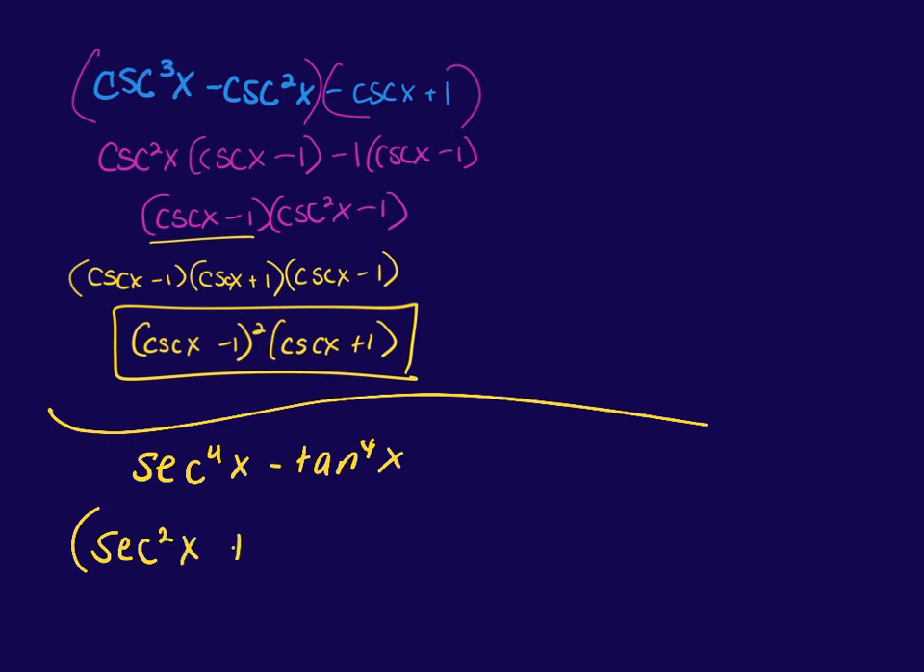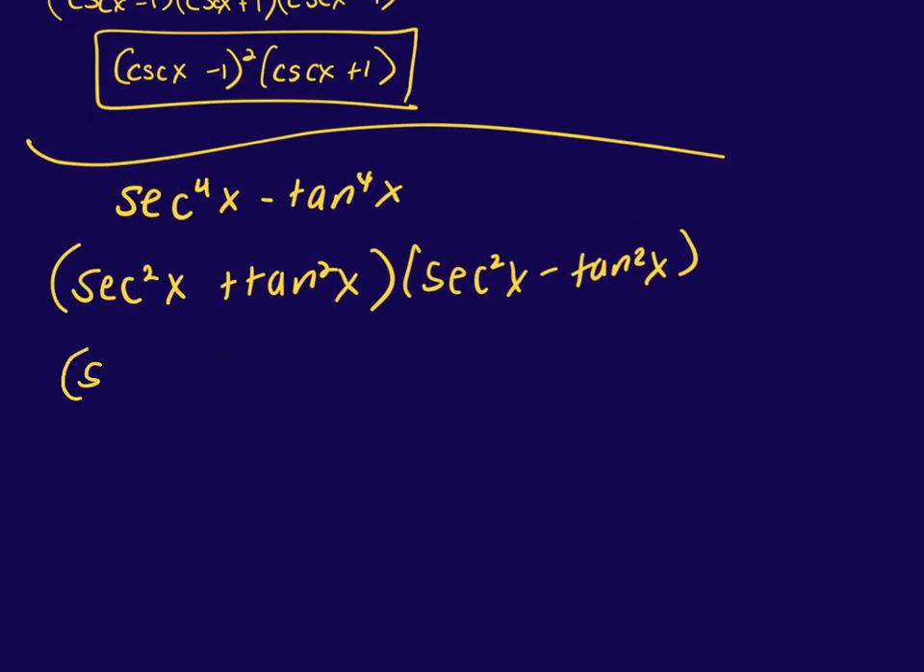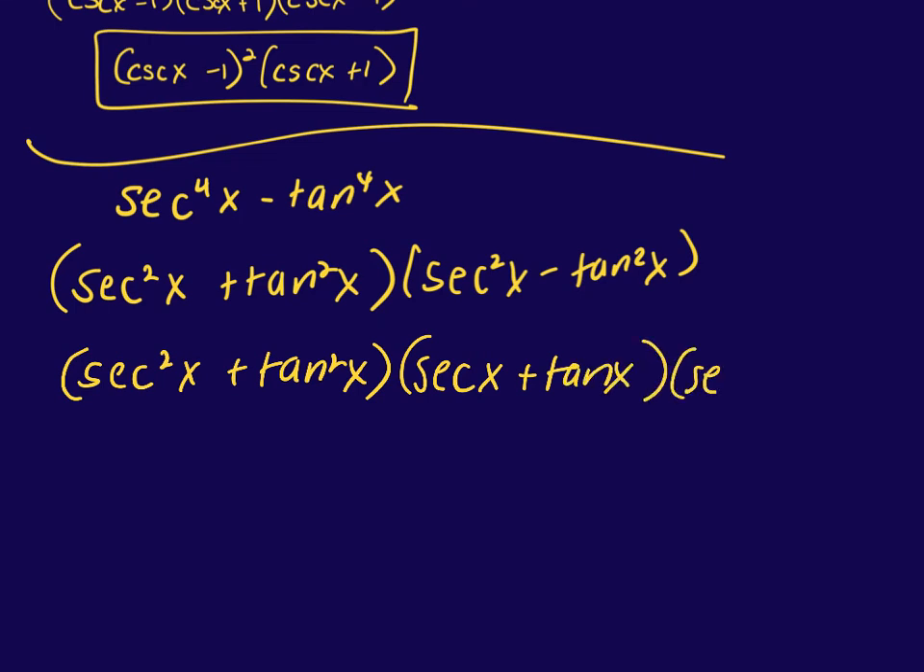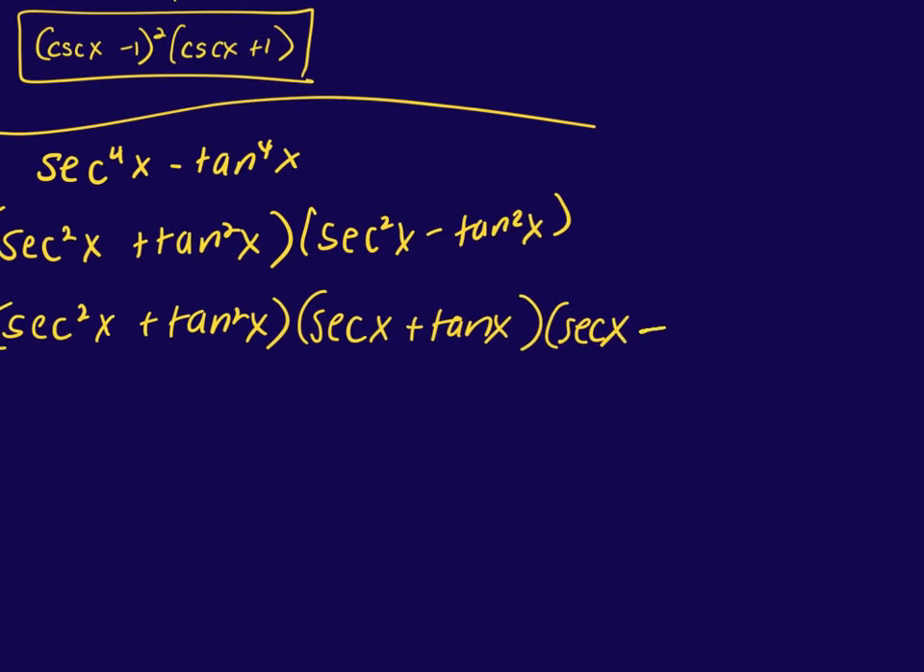Secant squared x plus tan squared x. Secant squared x minus tan squared x. And then that one can get factored again.